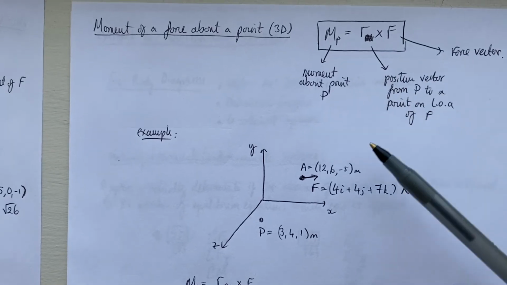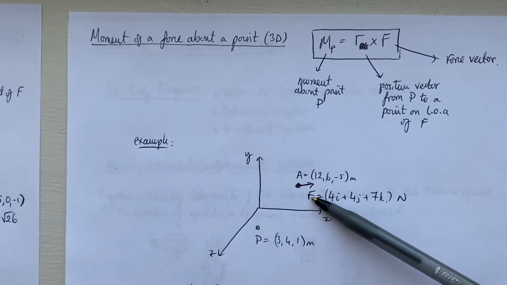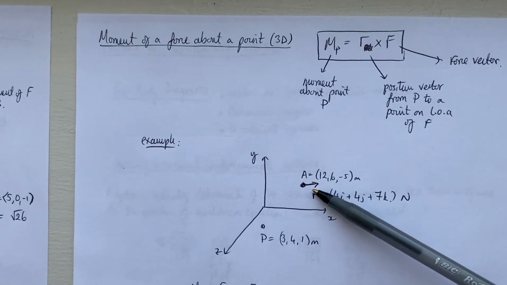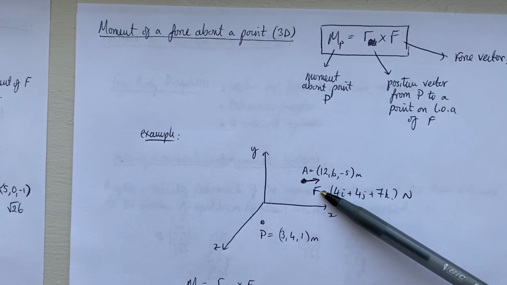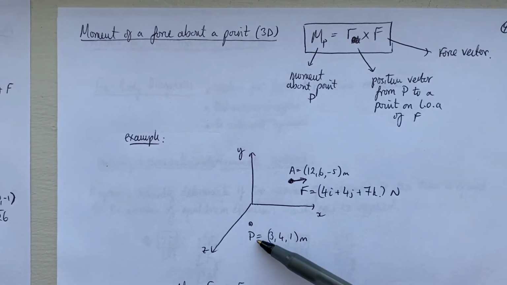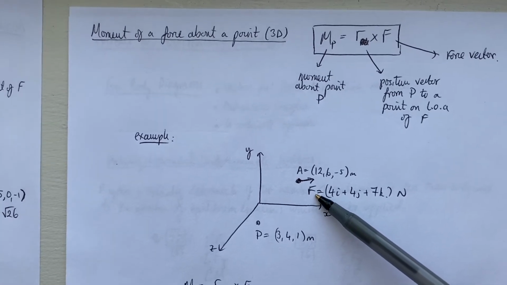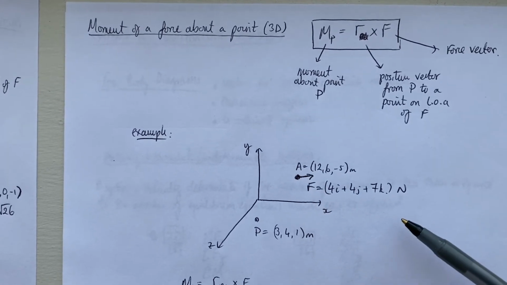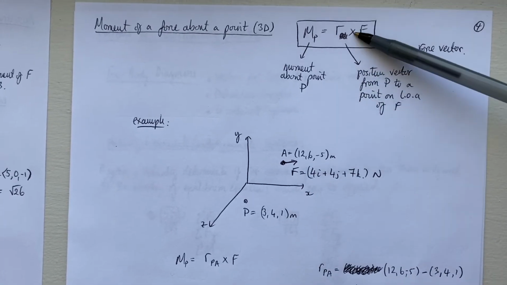So in this little example down here, if we have a force vector and a point on the line of action of that force vector, we can work out the moment about another point due to that force vector, right, using this formula up here. So in this example down here, we want to work out the moment about P due to the force vector F, and we know a point on the line of action of F is given by A. So what I want to do is just find out all of the information in order to put this into this equation.